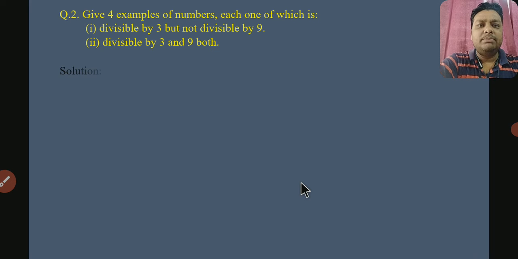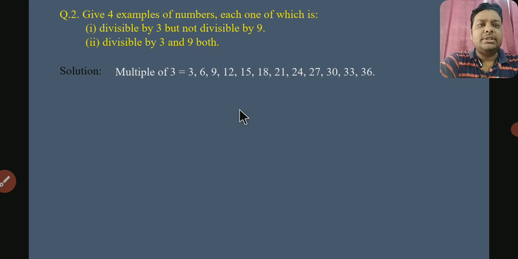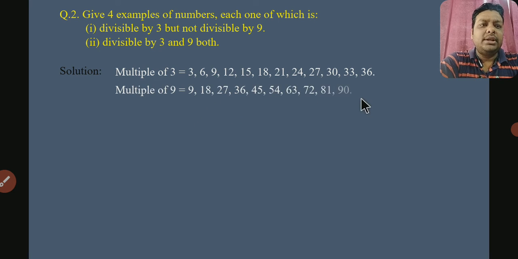Now in question number 2, we have to give 4 examples of numbers: in the first case, divisible by 3 but not divisible by 9; in the second, divisible by 3 and 9 both. So how can we solve it? At first, let's see what I'm writing. I'm writing the multiples of 3. All multiples of 3 up to 36 I have written. You can increase it also according to the question. Now the multiples of 9 up to 36 I have already written.